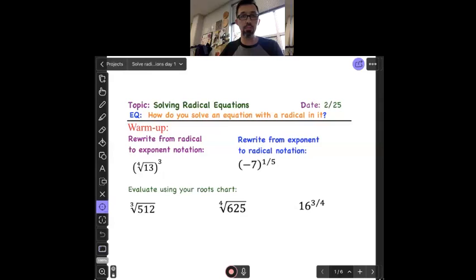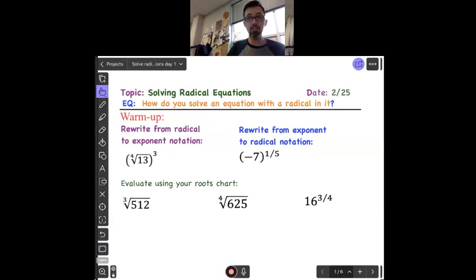Radical equations. Okay, we are going to be using these skills that we've been working on to help us do that. And I need to show this too.